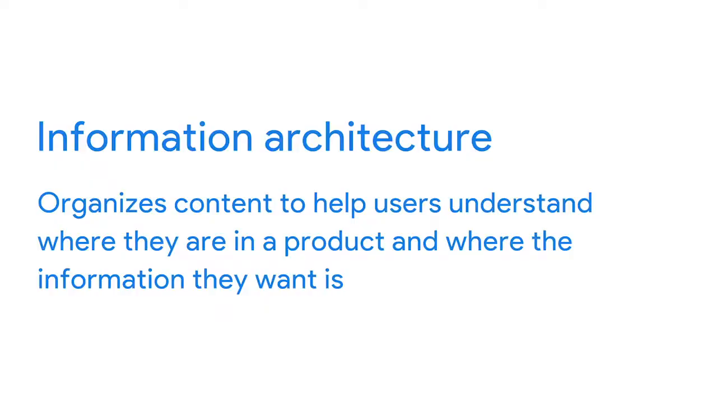Hey there! It's time to start thinking about how your website should be organized to best meet your users' needs. This is called the information architecture of your website design. You may recall from an earlier course in this program that information architecture, or IA, organizes content to help users understand where they are in a product and where the information they want is. Effective information architecture is key to creating a seamless user journey.